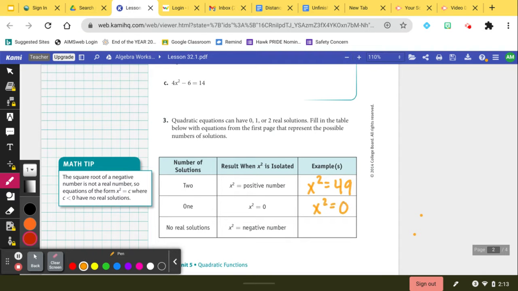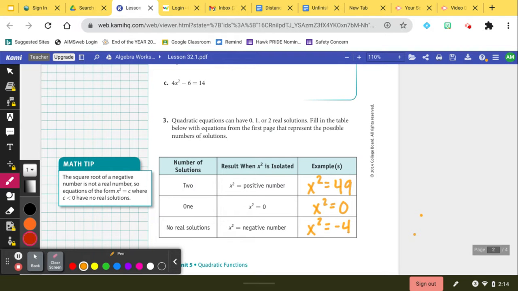When we had no real solutions, that means we were taking the square root of a negative number, because we can't square root negative numbers. We'll get into taking the square root of a negative later. But that would be like x squared equaling negative 4. We cannot do that and get a real solution.